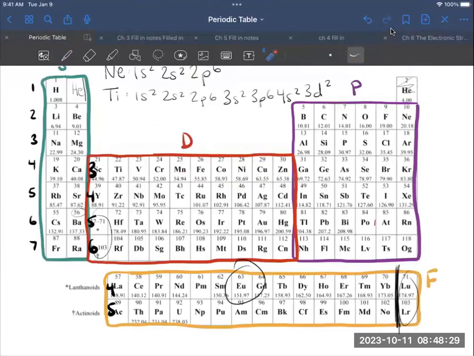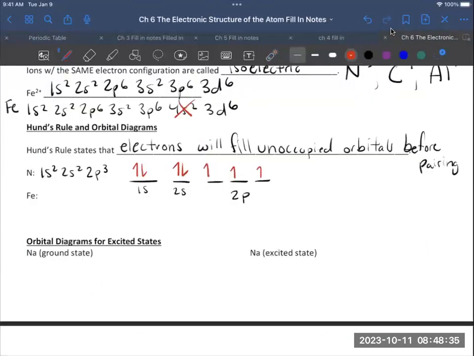This one's a little bit more complicated. We're in the 3d, what do we say? 1, 2, 3, 4, 5, 6, 3d6. So the electron configuration looks like this: 1s2, 2s2, 2p6, 3s2, 3p6, 4s2, and then 3d6.